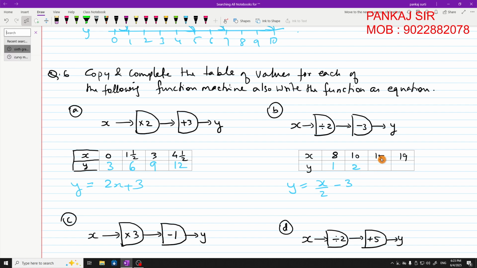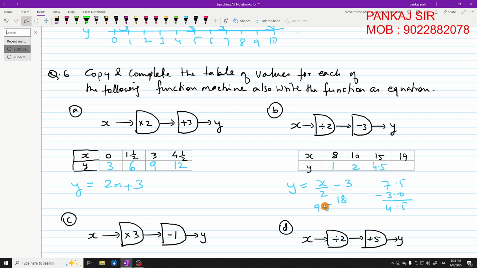When x is equal to 15, 15 divided by 2 is 7.5. 7.5 minus 3 will be 4.5. Okay. When x is equal to 19, 19 divided by 2 will be how much? 19 upon 2 will be 9 twos are 18, so 9.5.